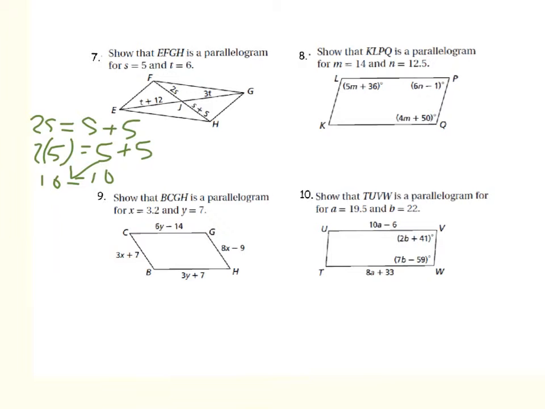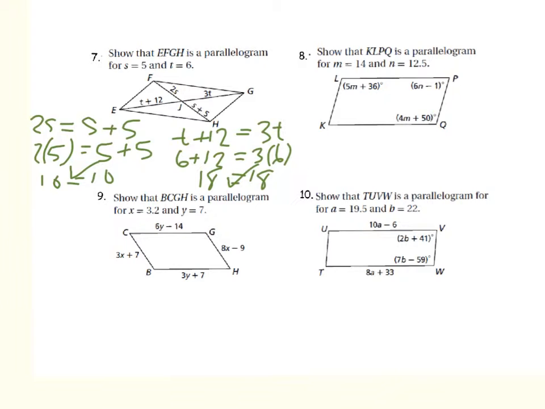Okay, so now we need to confirm it with T, which is the other diagonal, because they both have to bisect each other. I get T plus 12 should equal 3T. Well, T is 6, so I should have 6 plus 12, and 3 times 6. I get 18 and 18. Well, that confirms and checks out. So by evaluating these expressions based on what we know about parallelograms and that the diagonals should bisect each other, these check out. So the work is showing that these work.